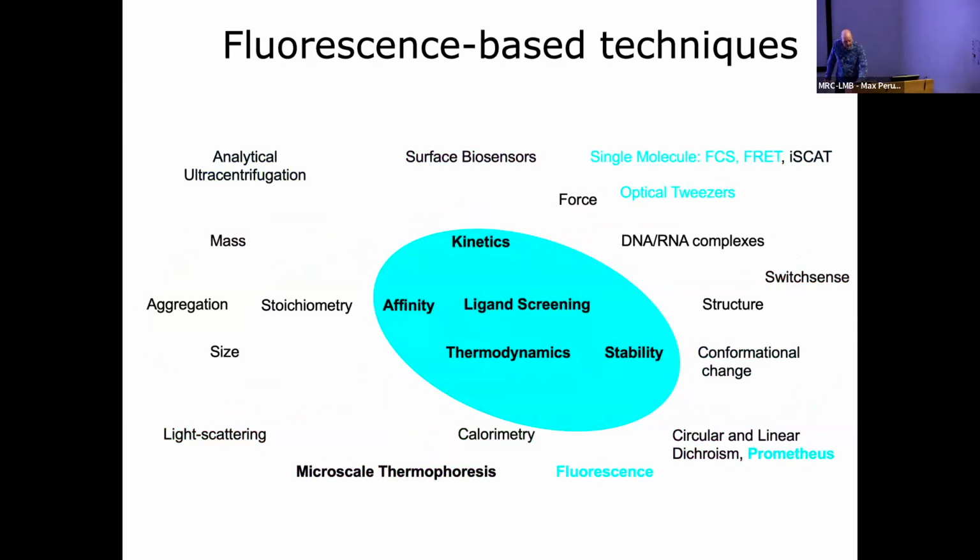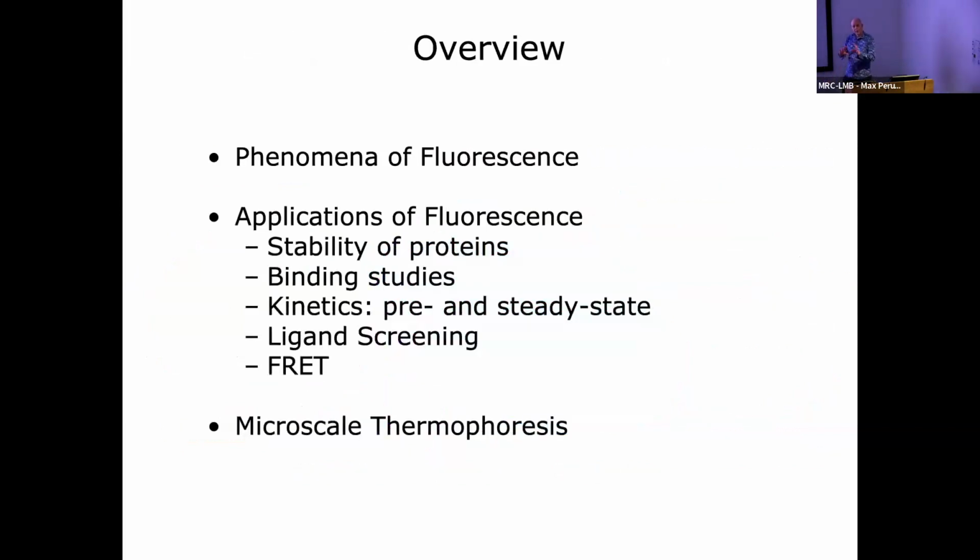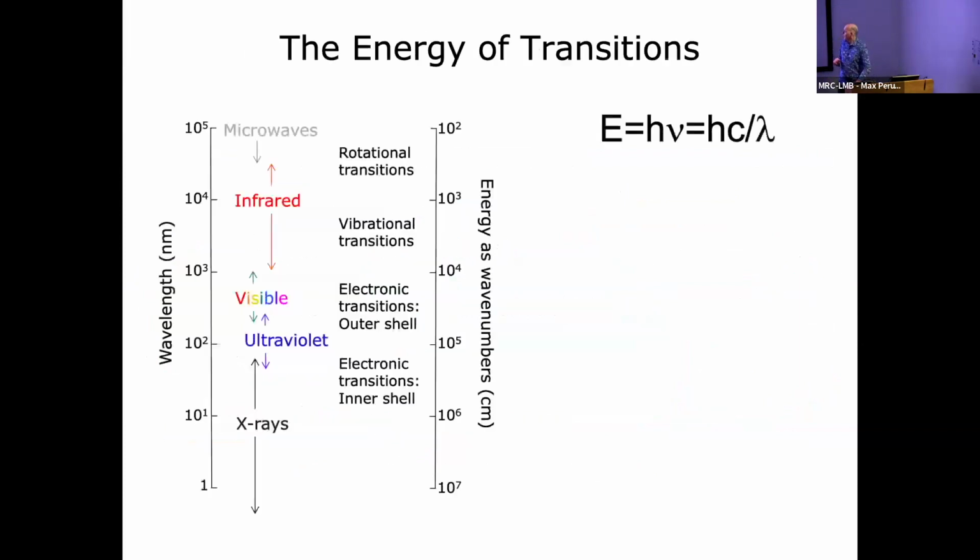And also at the end, I'll talk about microscale thermophoresis and affinity. Okay, so first of all, we're going to describe the phenomenon of fluorescence so you can understand why it's used and what the pitfalls are as well. We'll look at some applications, and in the end, we'll just do a special application, which is microscale thermophoresis.